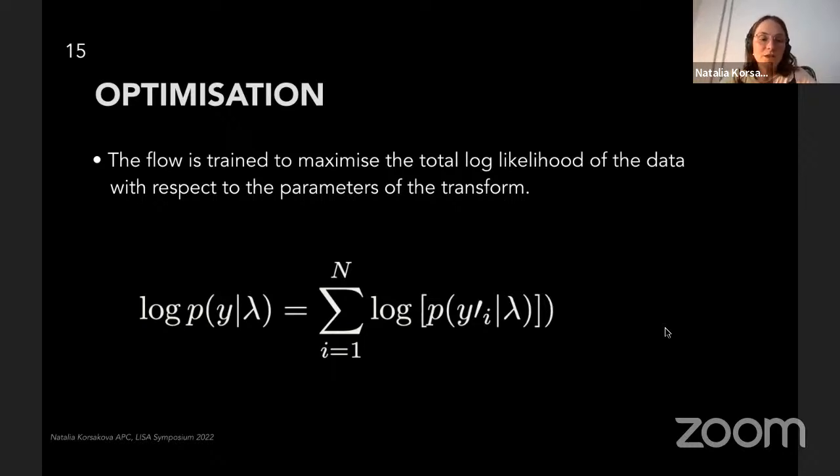For the optimization, we train it by maximizing the total log likelihood of the data with respect to the parameters of the transform. What this is equivalent to is that we minimize the Kullback-Leibler divergence between the normal distribution and the samples that are transformed from the samples we sample from the prior. When we transform them to the normal distribution, we try to make our samples as normal as possible.